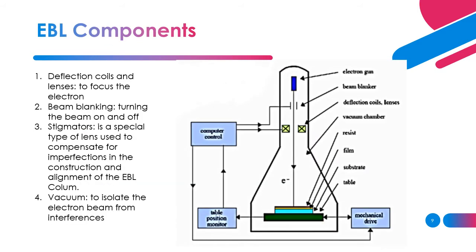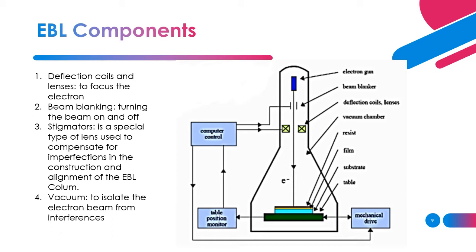Let us look into the EBL components. The EBL consists of the electron gun, beam blanker, deflection coils and lenses, vacuum chamber, resist film, substrate, and also the table. The deflection coil and lens are used to focus the electron, while the beam blanker turns the beam on and off. The stigmator is a special type of lens used to compensate for imperfections in the construction and alignment of the EBL column. A vacuum environment is needed to isolate the electron beam from interference.